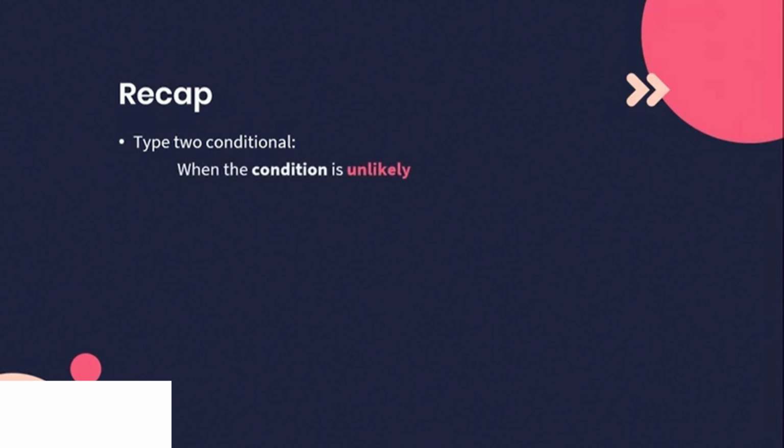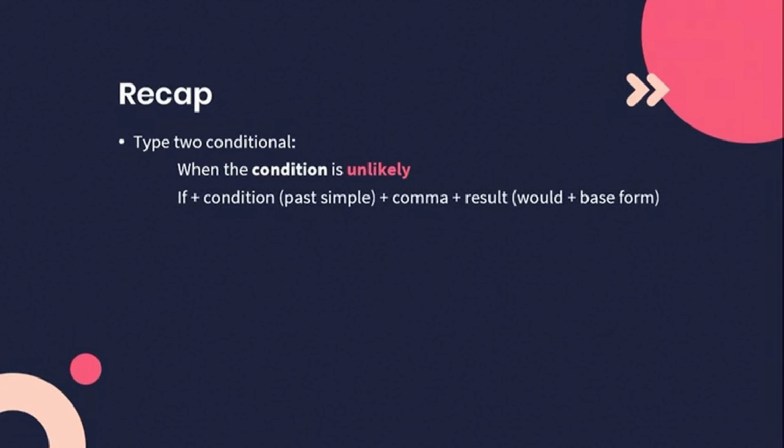So let's quickly recap what we learned today. Let's start with the type 2 conditional. When do we use the type 2 conditional again? We use it when the condition is unlikely, such as winning the lottery. What is the formula? The formula is if plus the condition in past simple tense plus the comma plus the result in the form would plus the base form of the verb.